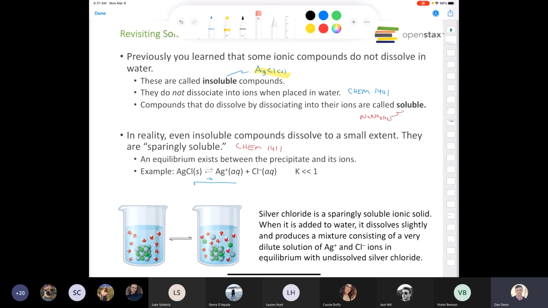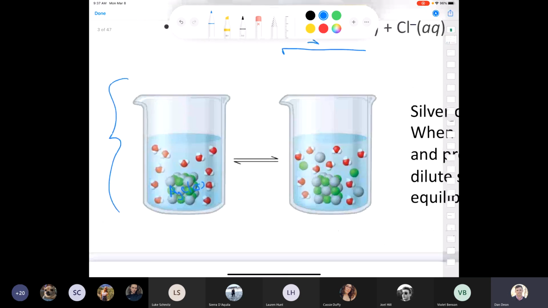We see this little figure down here at the bottom, which represents the sparingly soluble aspect of silver chloride. We see the silver chloride down here as a solid. That's what's represented here. So we have silver chloride in the solid phase, and it's surrounded by water molecules. There are all these water molecules. And we see that when it's reached equilibrium, we do have some silver and chloride ions in solution, but most of what is there is still the solid silver chloride.